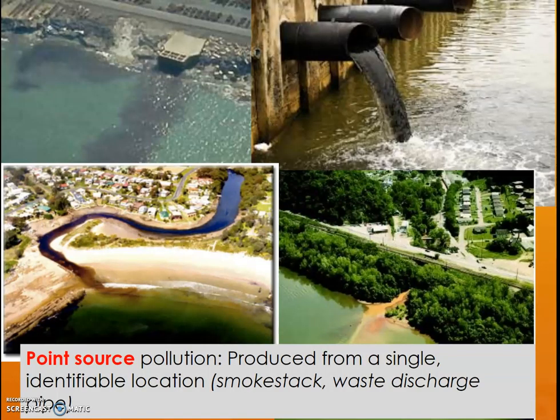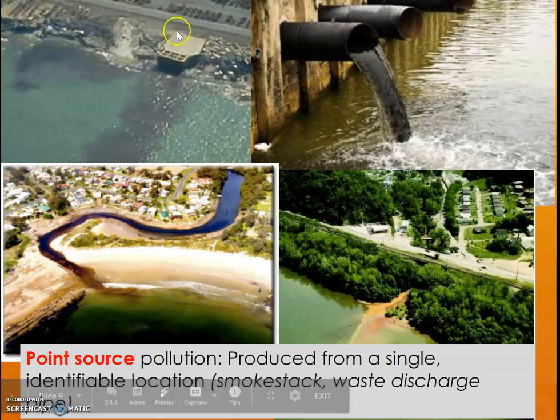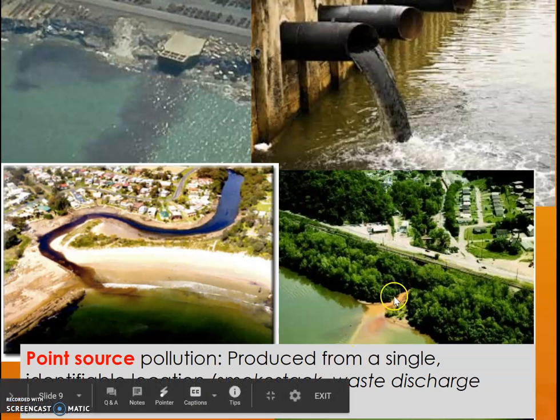One is point source pollution, which is produced from a single identifiable location. You can point to where the source is coming from. So you can point to the smokestack, you can point to the waste discharge, so you see exactly where this pollution is coming from. This pollution is coming from where this factory is. This pollution is coming right down this river. This pollution is coming right out of here. It's very obvious as to where that pollution is coming from.